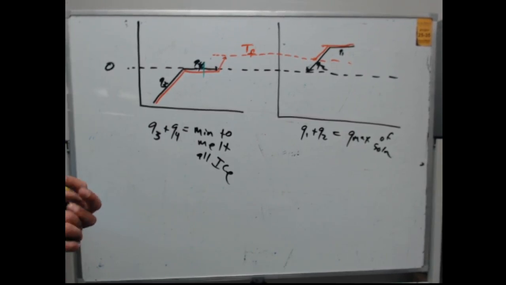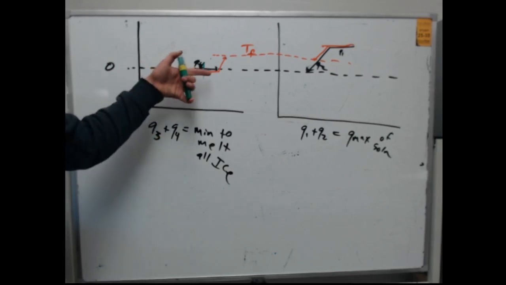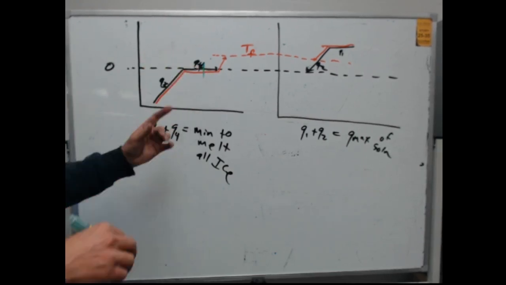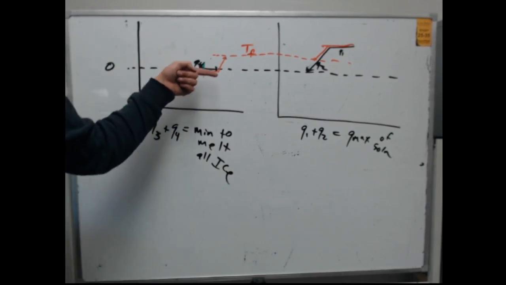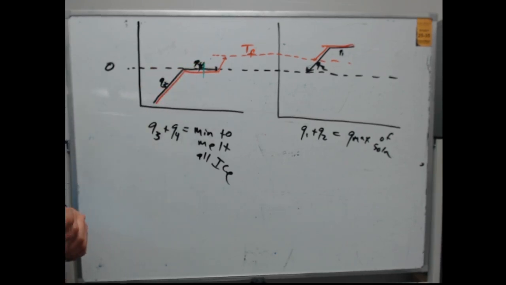Wouldn't that mean you have 3 Qs instead of 5, not 4? Because you're also removing the Q from the melting of the ice. No, because you're still going to melt some of it. Oh, okay. It's going to end up at 0 degrees.